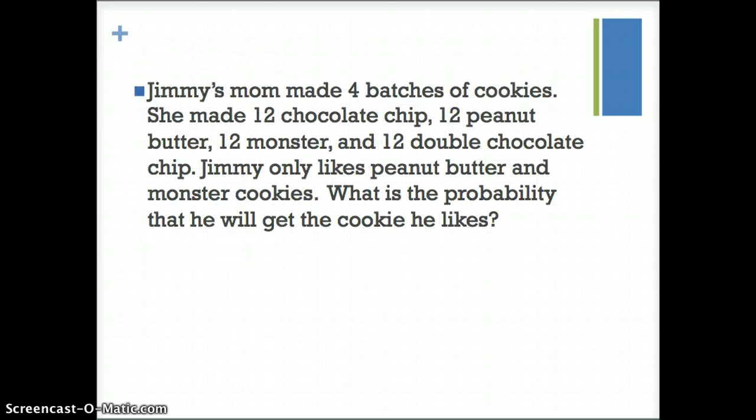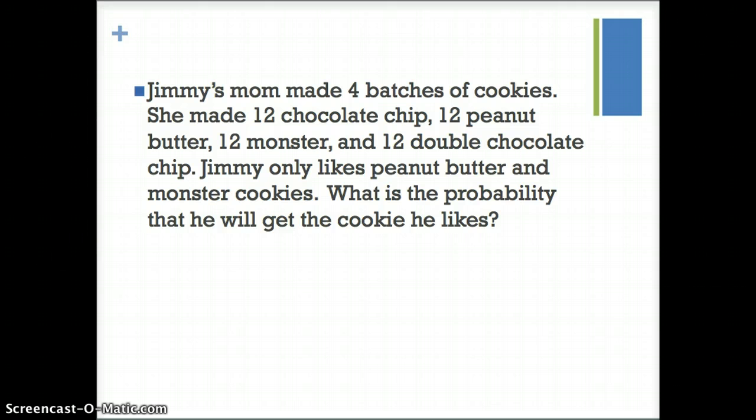Now we're going to do an example problem. Jimmy's mom made 4 batches of cookies. She made 12 chocolate chip, 12 peanut butter, 12 Monster, and 12 double chocolate chip. However, Jimmy only likes peanut butter and Monster cookies. So what's the probability that he will get a cookie he likes in his lunch from his mom? I want you to all try to do this in partners.